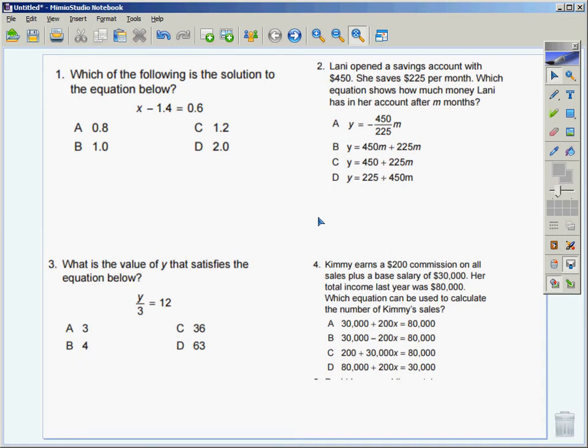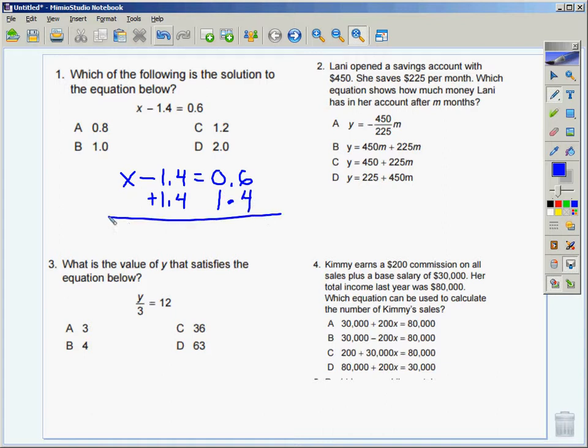Problem number 1, which of the following is a solution to the equation x minus 1/4 equals 0.06? If I have x minus 1/4 equals 0.06, I'd have to add 1/4 to both sides to get x by itself. X is going to be equal to 2.0.